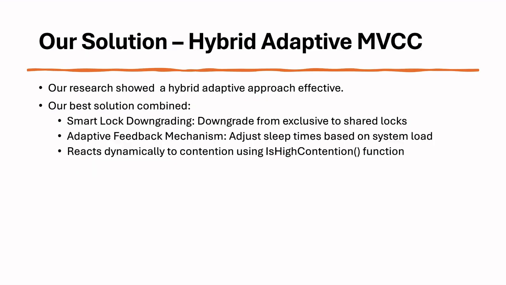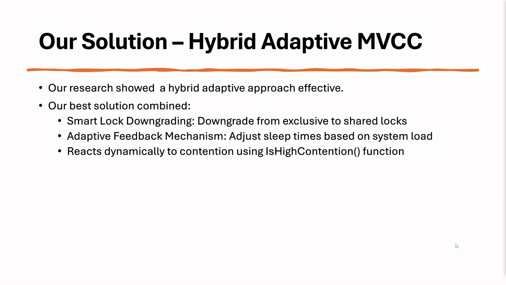After evaluating different approaches, we settled on a hybrid adaptive MVCC model based on our related work that combines two key ideas. Smart lock downgrading. This lets transactions start with a strong lock and dynamically downgrade to a weaker one, like key share, if conditions allow it. Adaptive feedback mechanism. This adjusts behavior like sleep times in the locking process, depending on the system load.